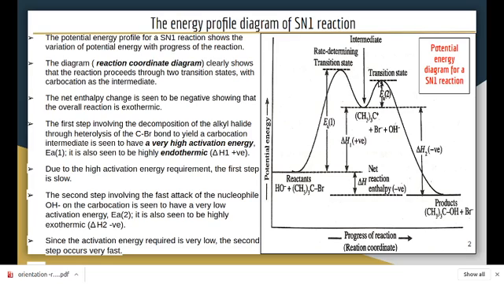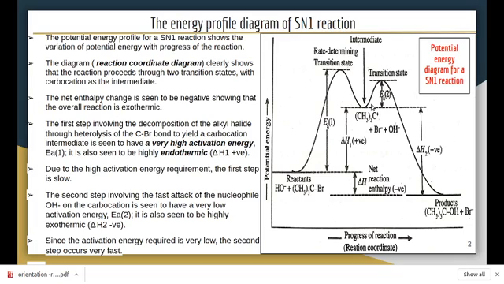So the energy profile diagram involves two transition states. In both transition states, there will be partial positive charge and partial negative charge. So they are at a high energy level. Transition states are at a higher energy level compared to the intermediate. Carbocation is an intermediate. So the energy change for the formation of carbocation is delta H1. This is an energy requiring process, so this is an endothermic reaction.